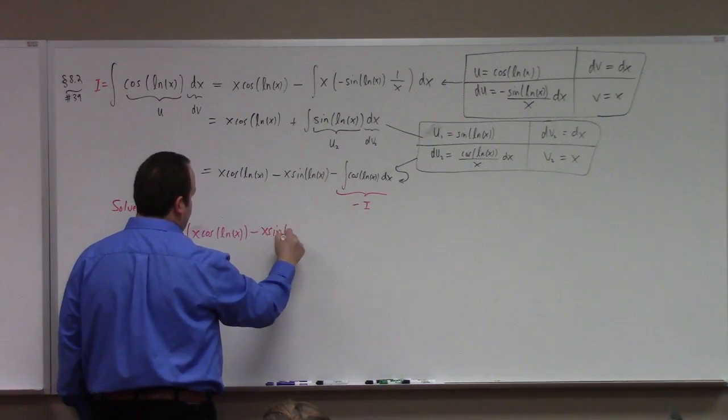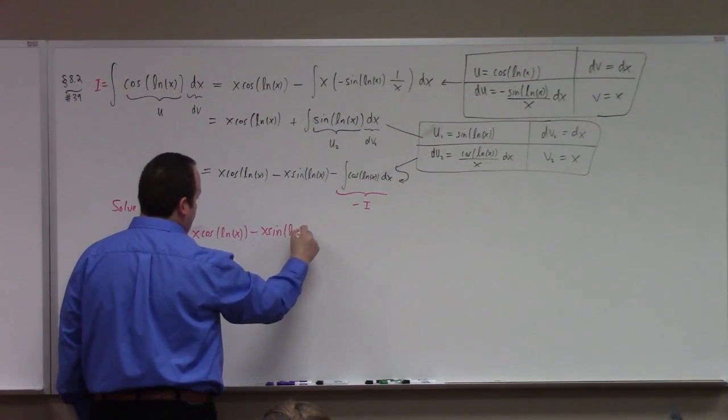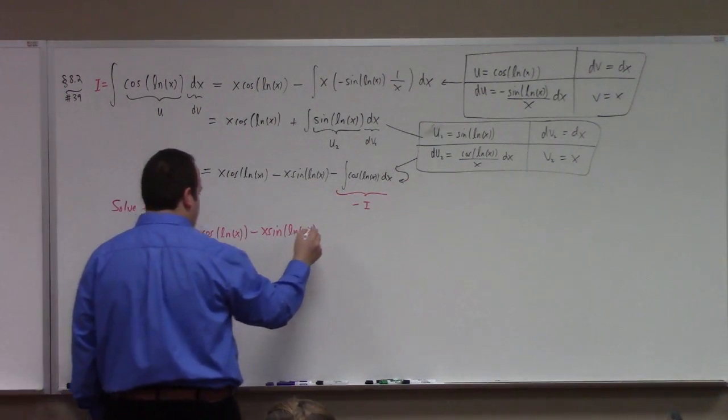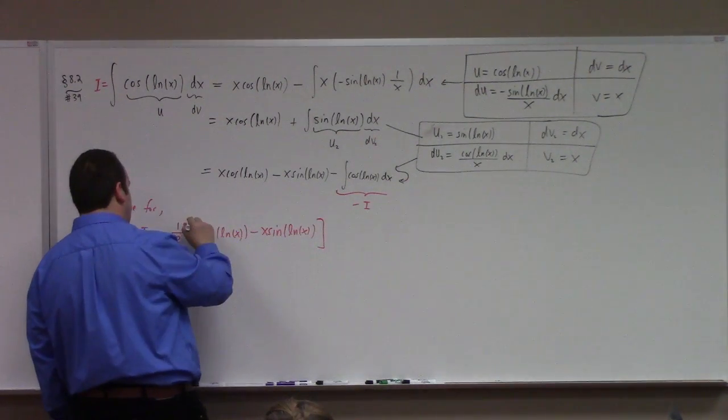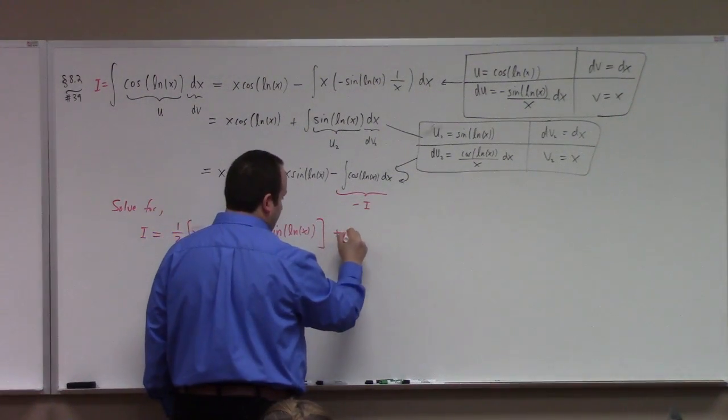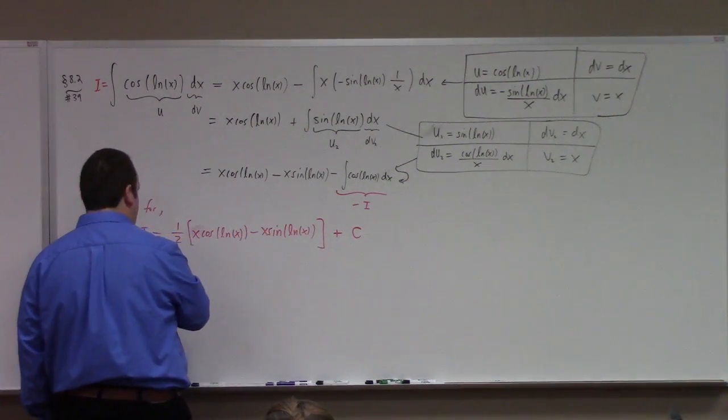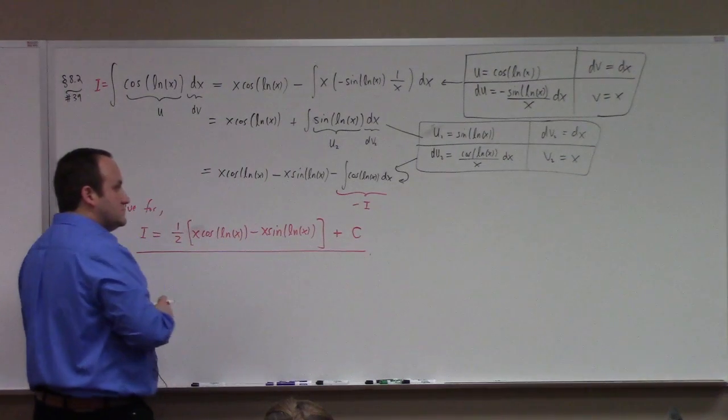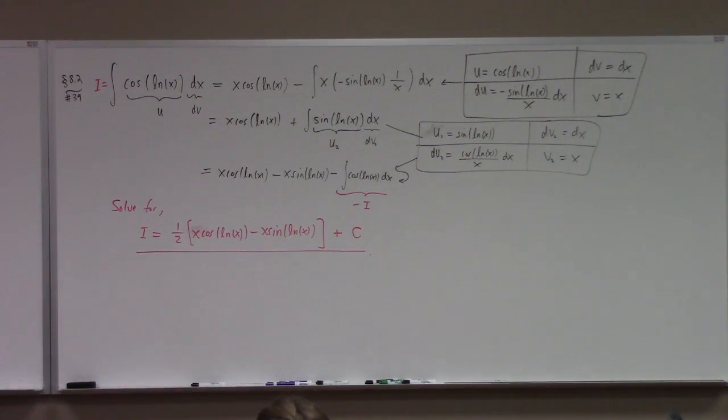Factor out the x, of course, sine of the natural log of x. And we're doing an indefinite integral here, right? So to be fair, I have that constant to account for the ambiguity. So there you go. So sometimes you don't get where you want to go, you get back where you started, but you get back where you started in such a way that you can solve for it.